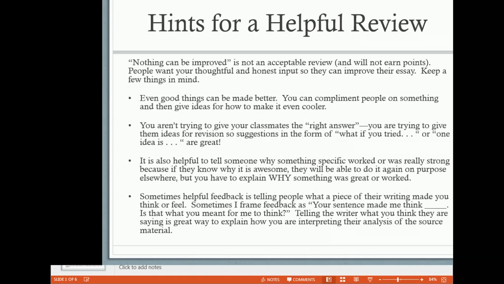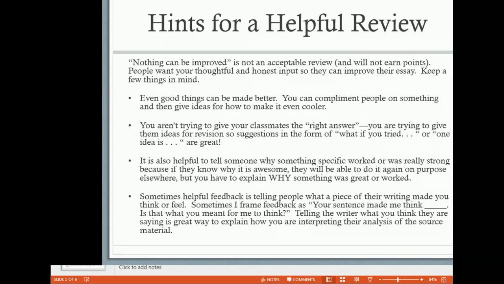So here are some hints for a helpful review. Right. As we've been discussing, nothing can be improved is not an acceptable review. And that's because people want your thoughtful and honest inputs so that they can improve their essay. Here are a couple things to keep in mind. Even good things can be made better. You can compliment people on something and then give ideas on how to make it even cooler. Maybe there's a better verb that they could go for, or maybe the ideas could be broken into separate sentences. I bet you can come up with something.